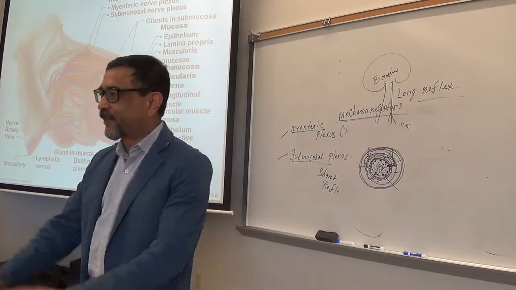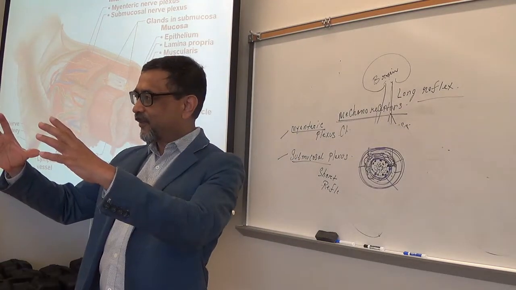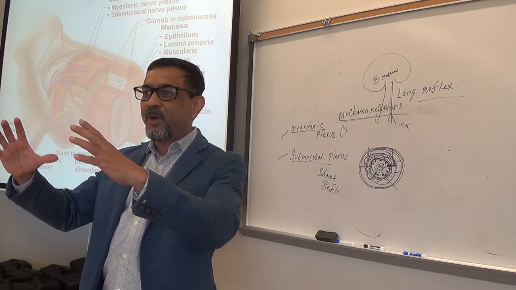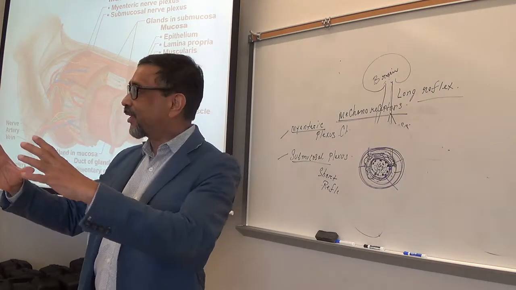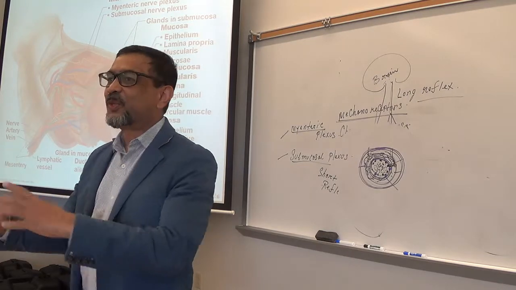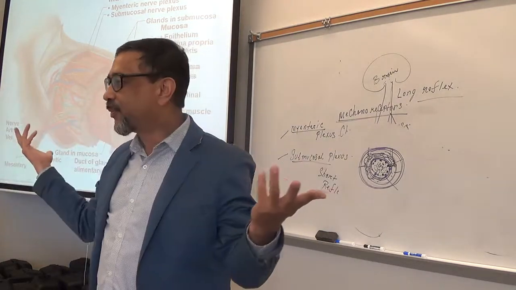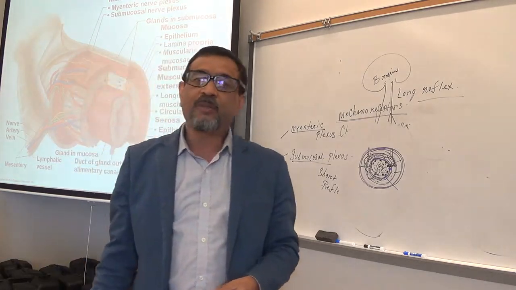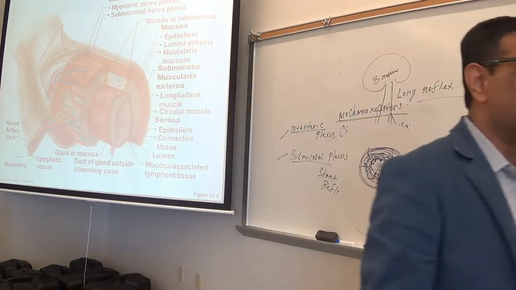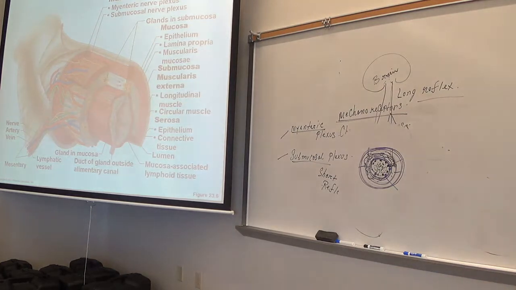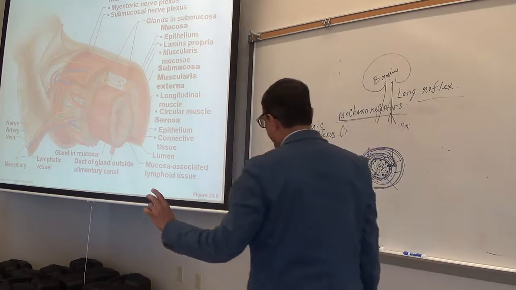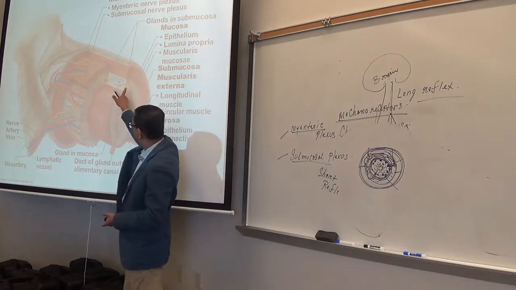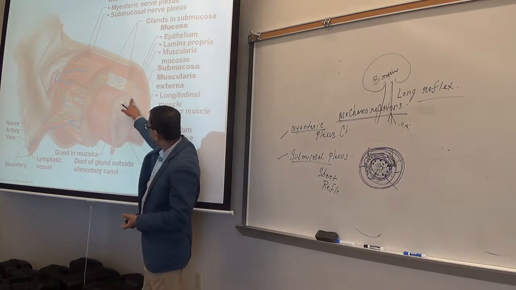Do you remember I said two nerve plexuses? Remember that? One is called myenteric plexus, another is called submucosal plexus. That submucosal nerve plexus is in submucosa, that's why it is called submucosal nerve plexus. So submucosa has a number of things. You have artery, vein, lymphatic vessel, you have the nerve plexus called submucosal nerve plexus, as well as glands. You see the glands here? It's important.